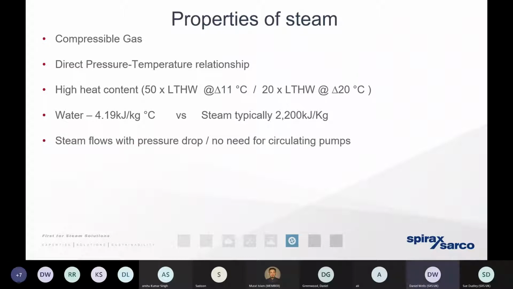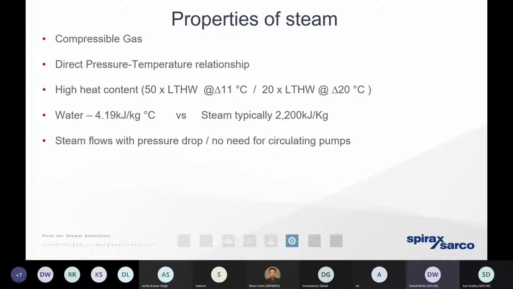We also know that another condition of steam being a gas, well, we know we don't pump gas. Steam moves in accordance with the pressure drop. So if we're distributing steam at a high pressure in the boiler house, that pressure is partly responsible for pushing the steam all around those hundreds or thousands of meters of pipe towards the process. We don't need circulating pumps.